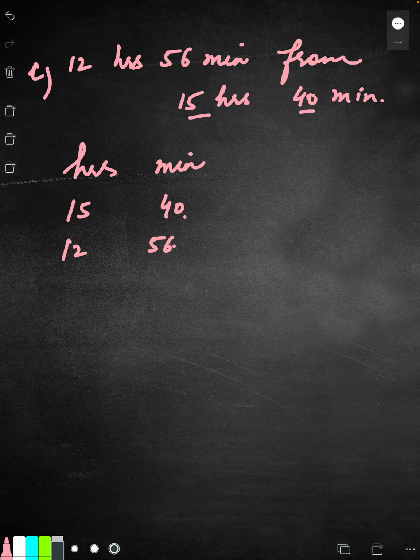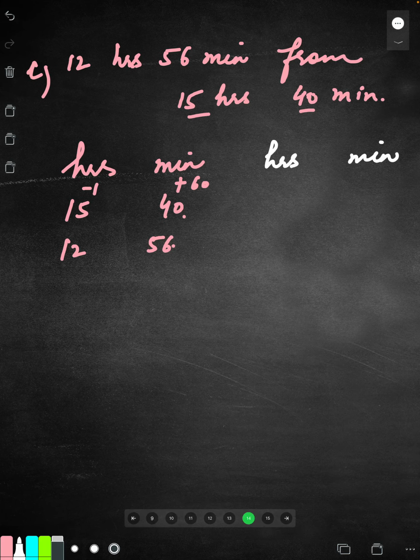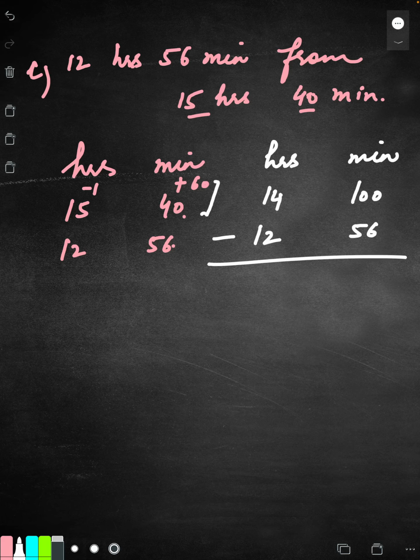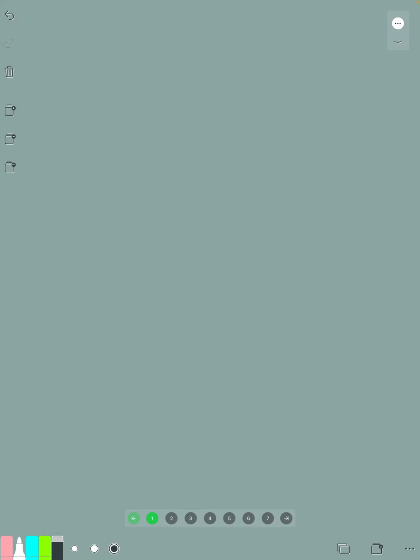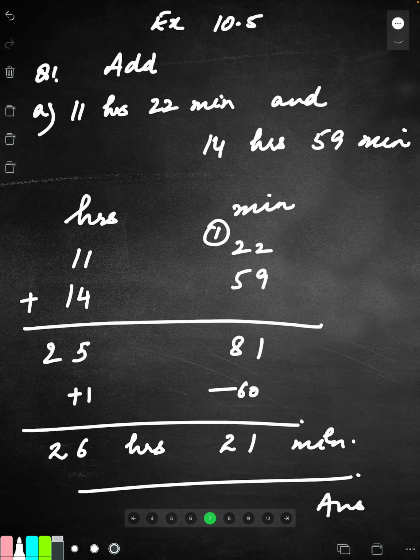Now it is a case of borrowing because 40 is less than 56 in the minutes. So it will be minus 1 from here plus 60 over here. And I will rewrite it. Hours, minutes. When I reduce 1 from here, I get 14. When I add both of them, I get 100. And I do the subtraction. 2 hours 44 minutes is my answer. Listen very, very carefully, children, and excuse me for going to the previous pages.